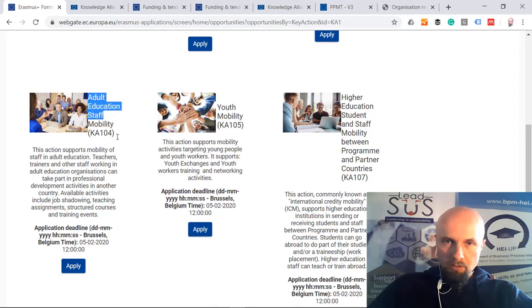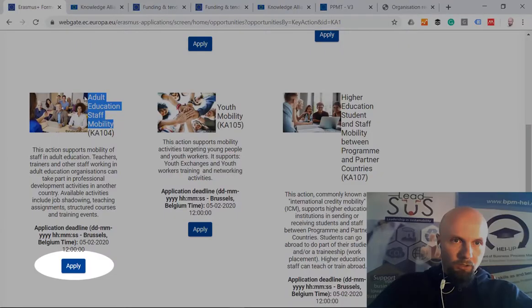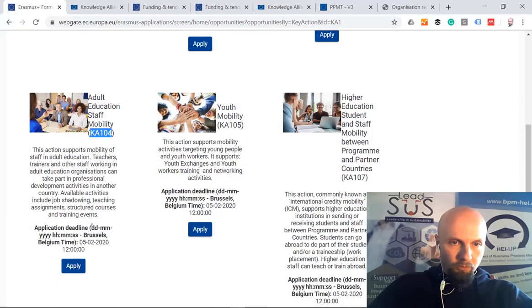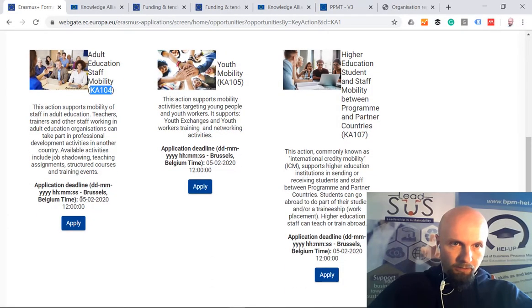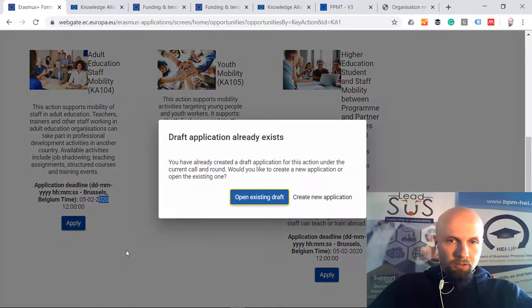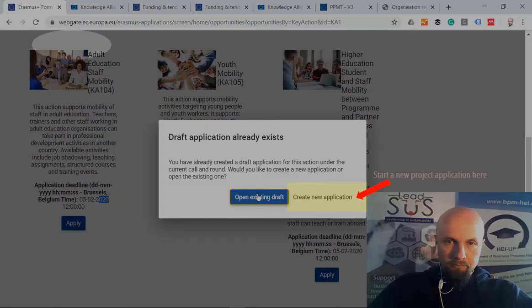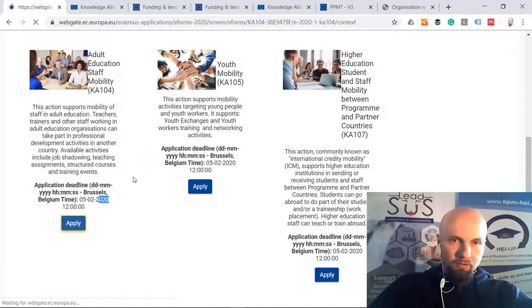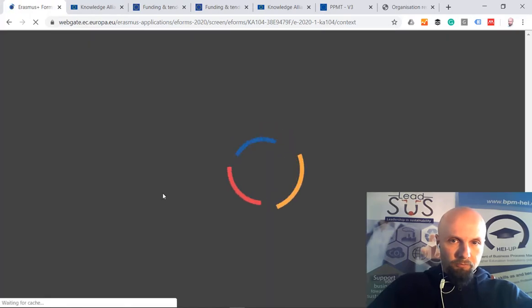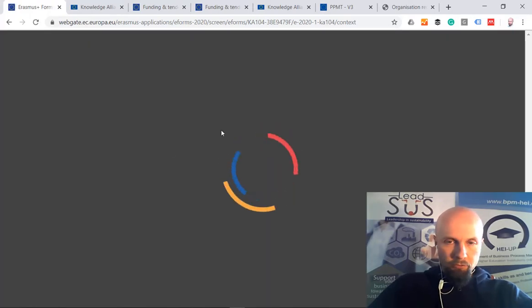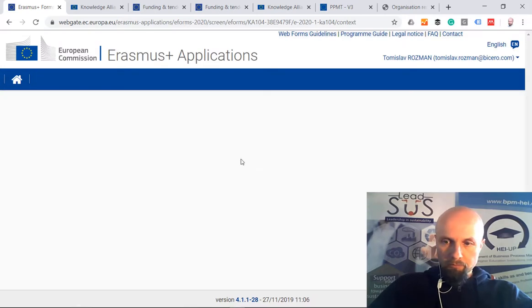This one is of my interest because I'm looking for mobility between organizations and for adults. So this is KA104 call, and I see that the deadline for submission is 5th of February 2020. And I already have a draft application form, and I'm being redirected to the online application form.